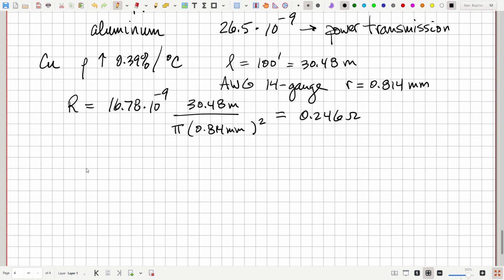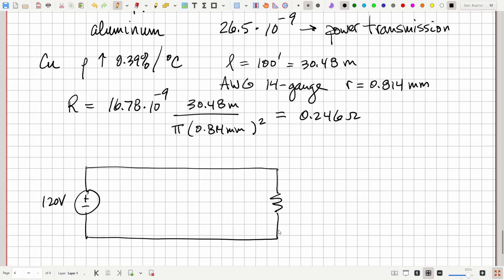Now imagine you use this in an extension cord. So here's a, say, 120 volt source, and then you've got this extension cord, and then out here you've got some load, say a weed whacker or something like that, that looks like an 8 ohm load.